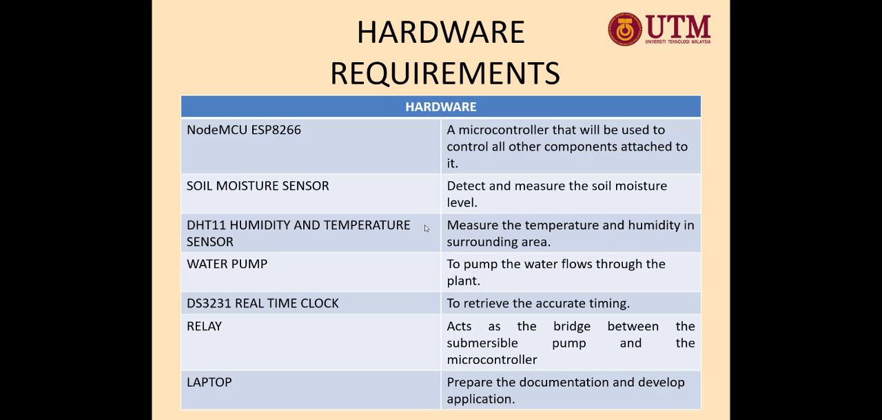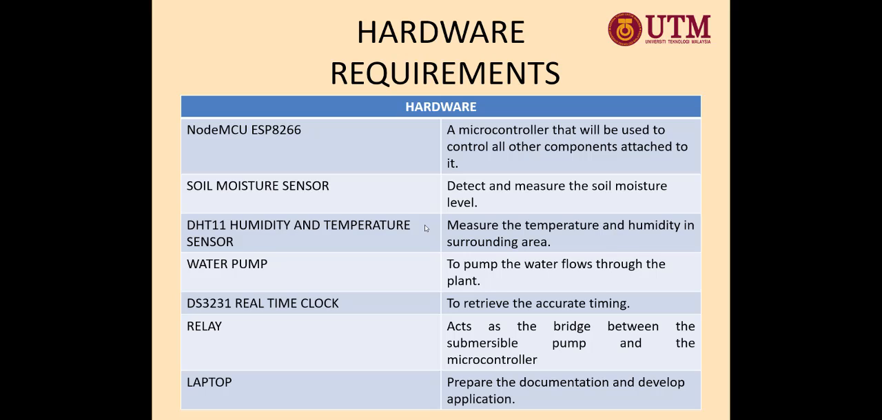So these are the list of hardware requirements. The main hardware is the NodeMCU ESP8266. NodeMCU is a microcontroller that will be used to control all other components attached to it. Second is the soil moisture sensor. It detects and measures the soil moisture level. Third is the DHT11 humidity and temperature sensor. It measures the temperature and humidity in the surrounding area.